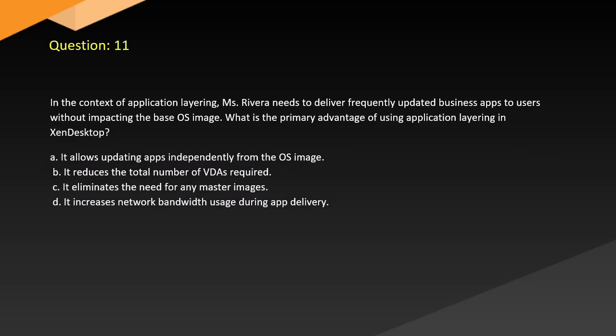Question 11. In the context of application layering, Rivera needs to deliver frequently updated business apps to users without impacting the base OS image. What is the primary advantage of using application layering in XenDesktop? A. It allows updating apps independently from the OS image. B. It reduces the total number of VDAs required. C. It eliminates the need for any master images. D. It increases network bandwidth usage during app delivery.